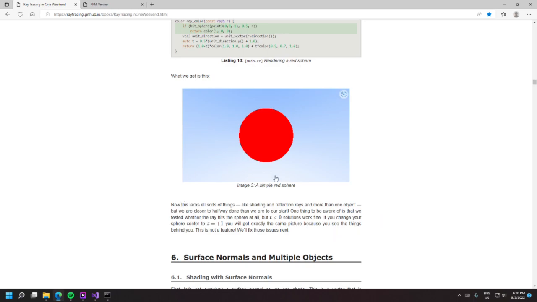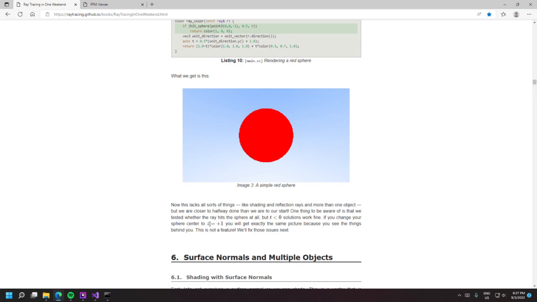Okay, so we get this image and this lacks all sorts of things. Yes, we are lacking all the shading on the sphere. But we're closer to halfway down than we are at the start. One thing to be aware of is that we tested whether the ray hits the sphere at all, but the t less than 0 solution works fine.